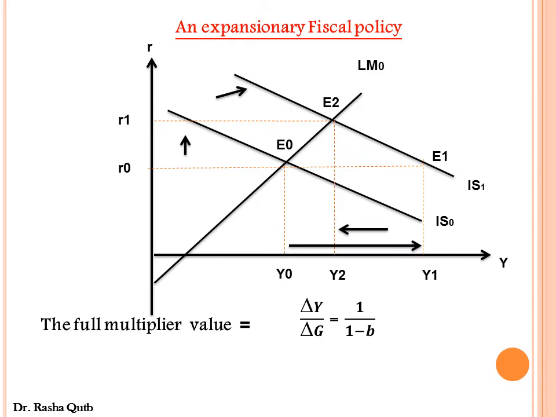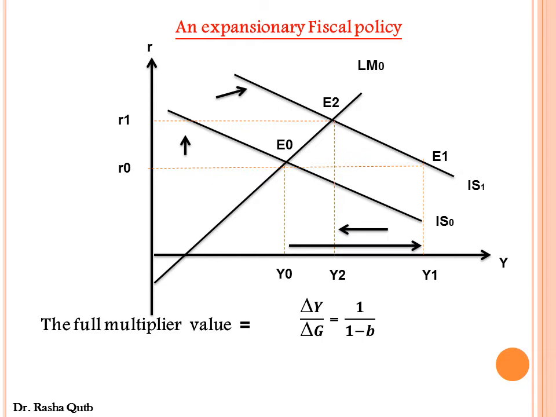But at E1, we have equilibrium in the goods market because it is a point on the IS curve. But E1 is not an equilibrium in the money market. It is located to the right of LM, so we have excess demand for money in the money market. This excess demand would put upward pressure on the interest rate till we reach E2. In order to restore equilibrium in the money market, the interest rate should increase.